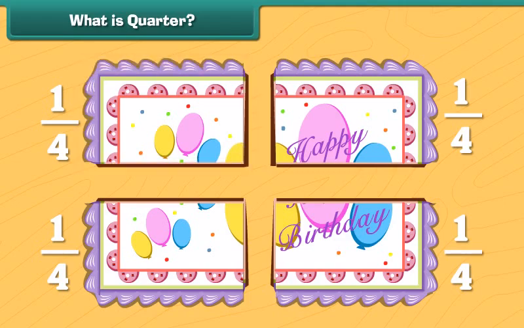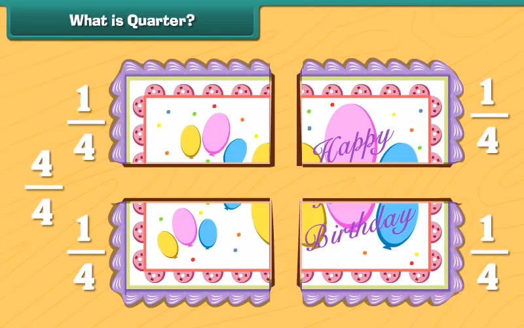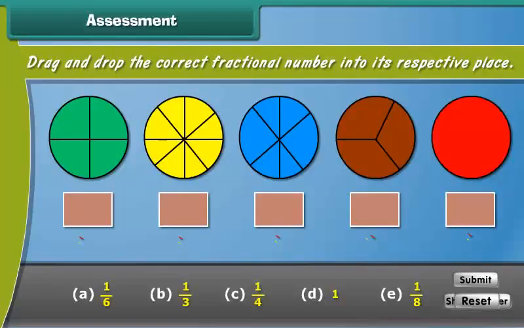This is 1/4 of the cake. This is 2 quarters. This is 3 quarters. And this is 4 quarters. 4 divided by 4 is 1. So 4 quarters make 1 whole cake. You can also divide the cake in more number of pieces. Drag and drop the correct fractional number into its respective place.